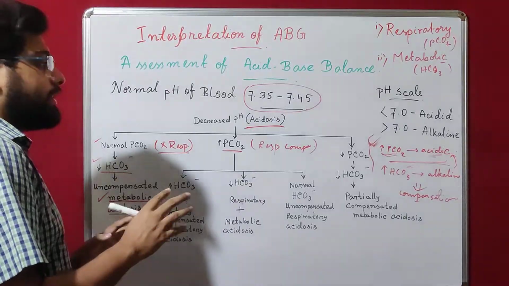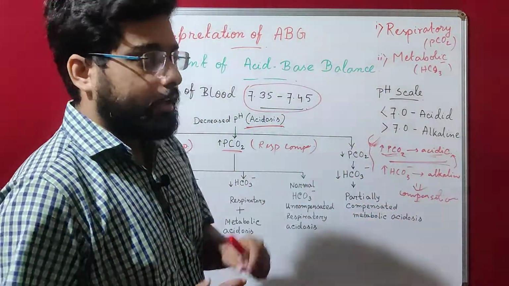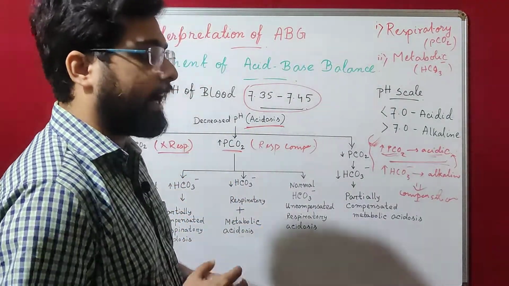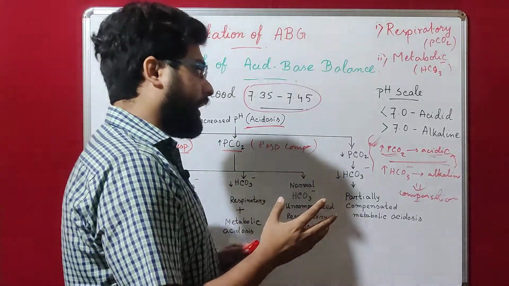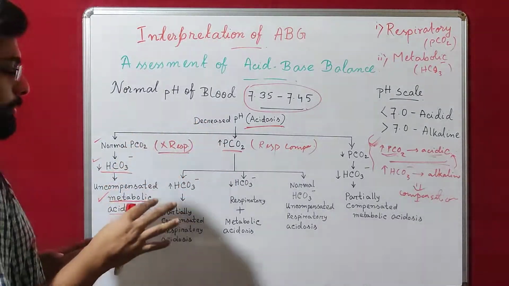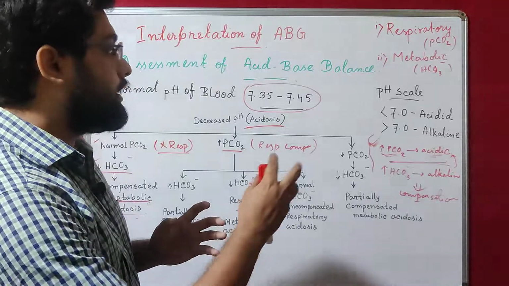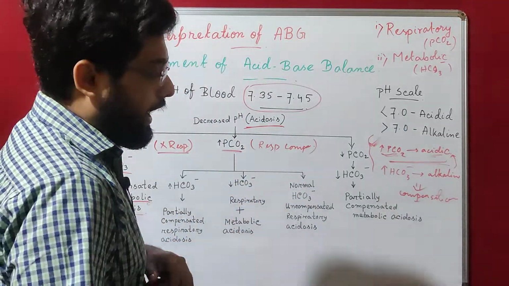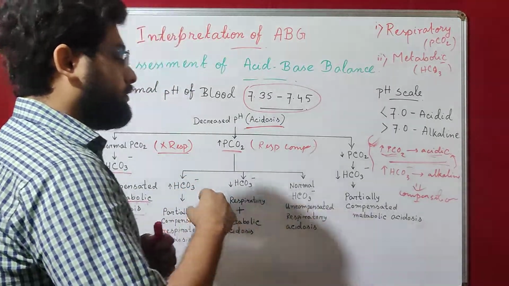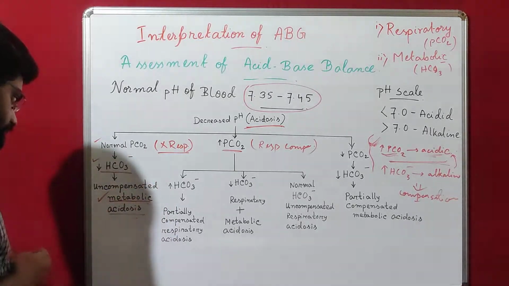Compensation is nothing but the response of our body to counteract the abnormal scenario. If the abnormal scenario is acidosis, the body will try to push the pH towards the alkaline nature, and if the abnormal scenario is alkalosis, then the body will try to push the pH towards the acidic nature. This is called the body's mechanism of compensation.